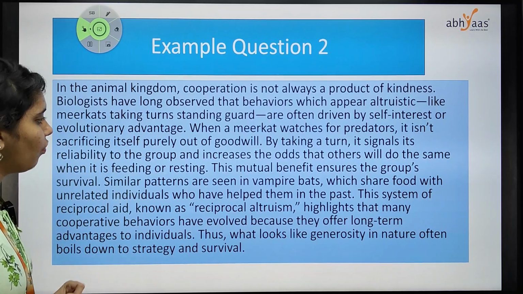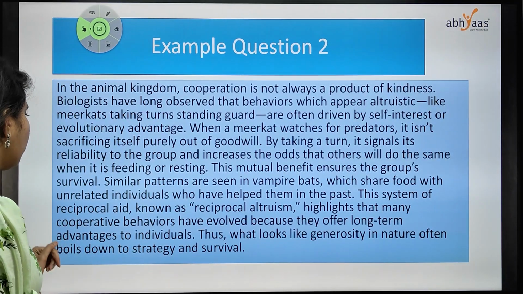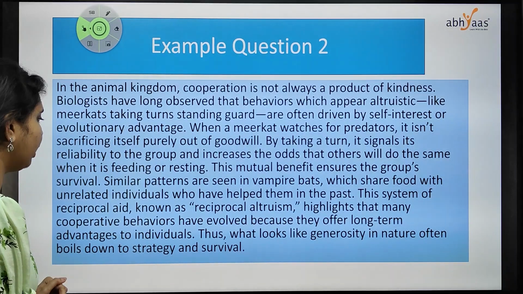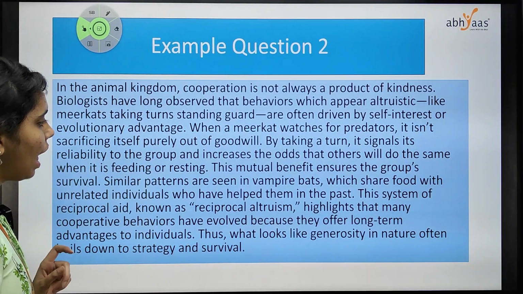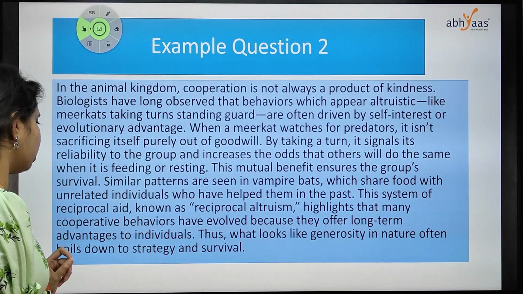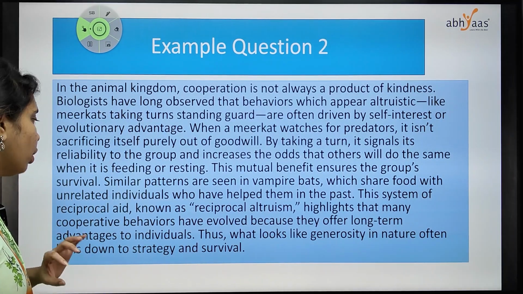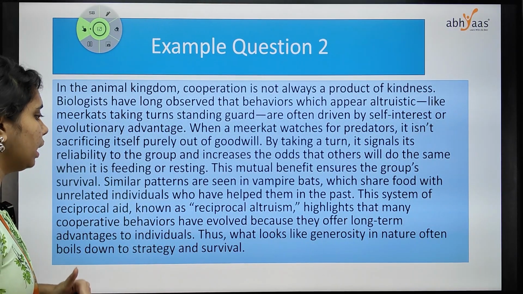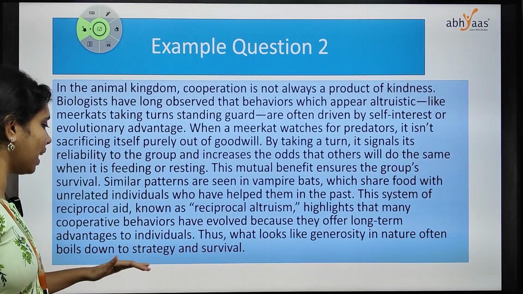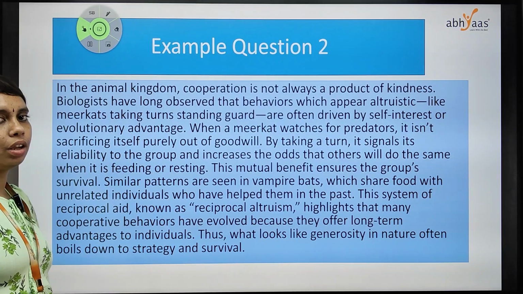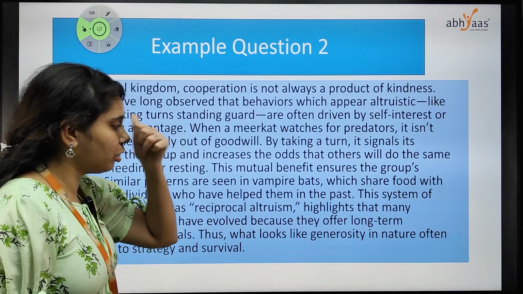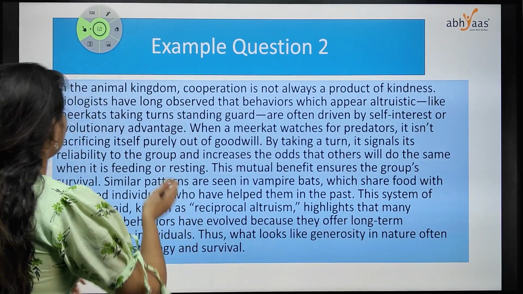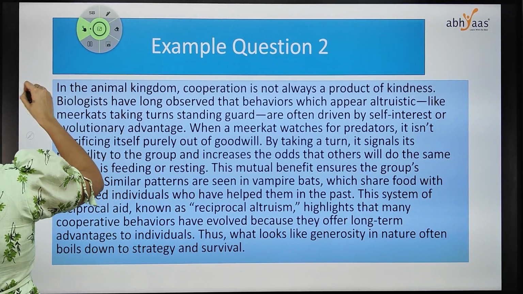Similar patterns are seen in vampire bats, which share food with unrelated individuals who have helped them in the past. This system of reciprocal aid, known as reciprocal altruism, highlights that many cooperative behaviors have evolved because they offer long-term advantages to individuals. Thus, what looks like generosity in nature often boils down to strategy and survival. So, it's not just about altruism, but it's about a mutual benefit. That is what the passage is trying to say. Let's look at the question here.